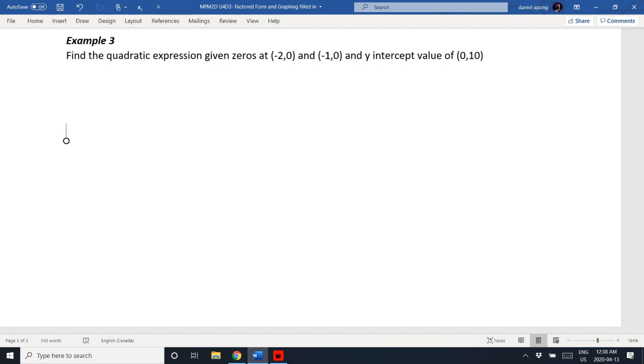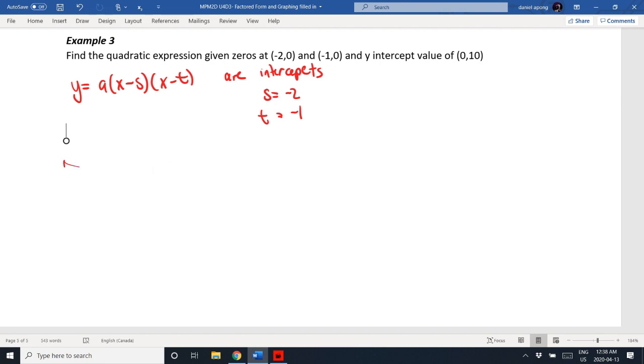it in factored form. And if you recall, it's going to be y is equal to a bracket x minus s bracket x minus t, where s and t are our intercepts. Our s is equal to negative 2, and our t is equal to negative 1. So we have some information that we could already start filling in, and so let's start doing that.